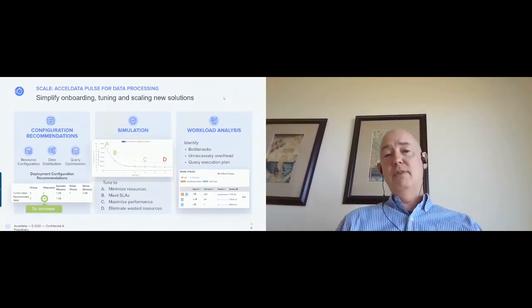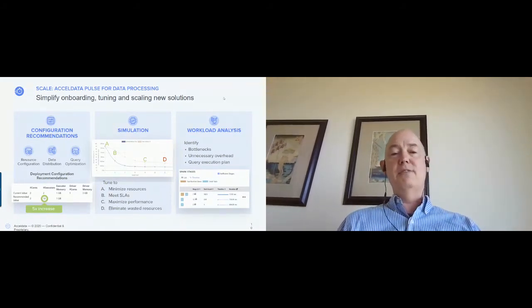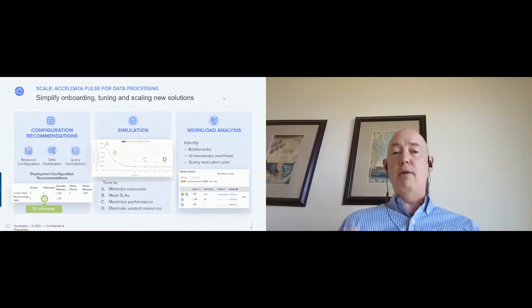For a deeper level of tuning, we provide a simulator. The simulator can tell you things like how fast will it run on a minimal configuration. If I want to meet an SLA of, say, under a minute or what have you, what should I configure to get to that? Or how fast can this run on the environment as configured? And where would adding more resources not really improve performance and just be a waste of money? So that simulator really helps you dial in on getting the right performance for your requirements without wasting money.